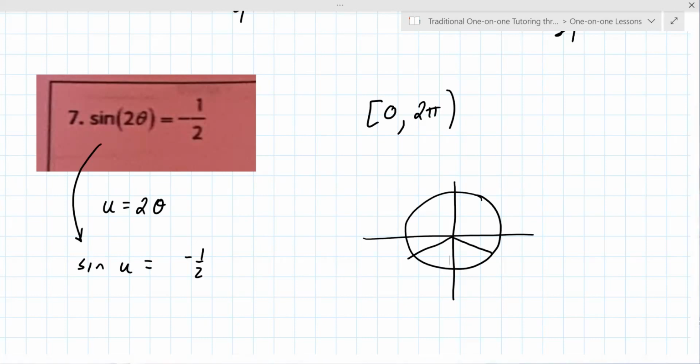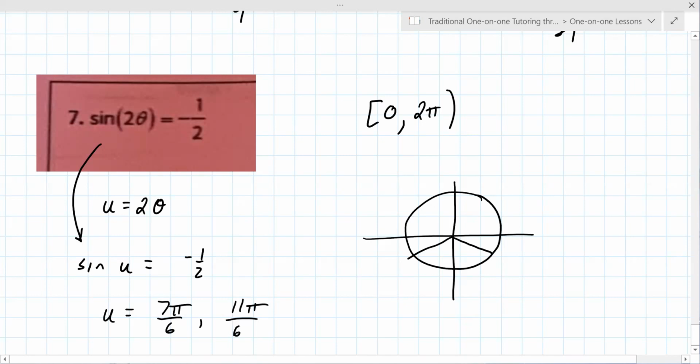And if you have a unit circle handy, you just read off the answers, but you really want to be able to do it on your own without it. But frankly, I don't have any encouragement for it. You've got to either want to learn it or not. There's not a pleasantness to it. So these are the 2 possibilities, but this is for u, and we don't want u. We want theta.